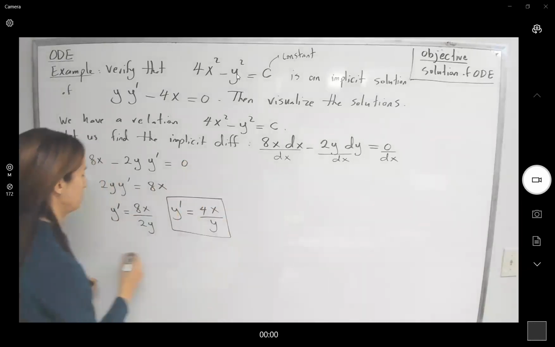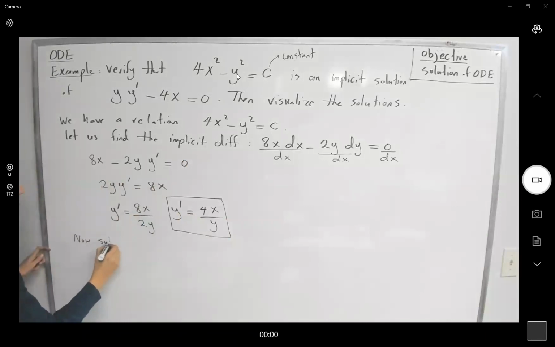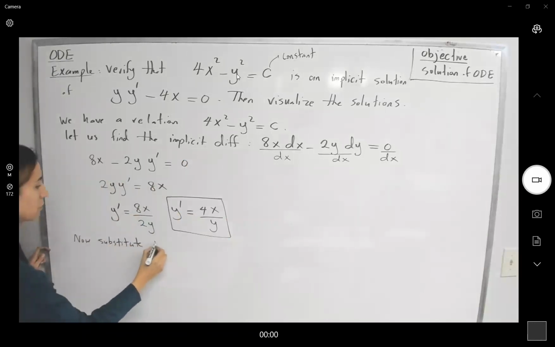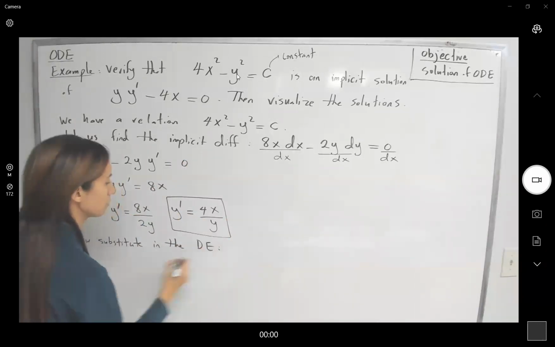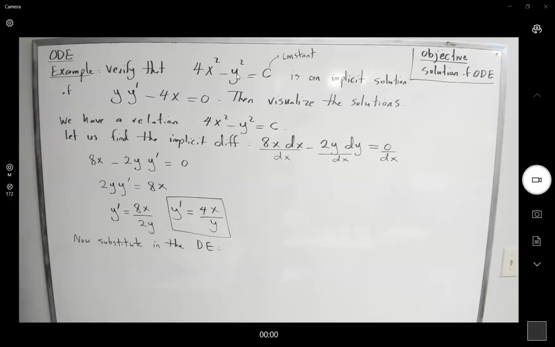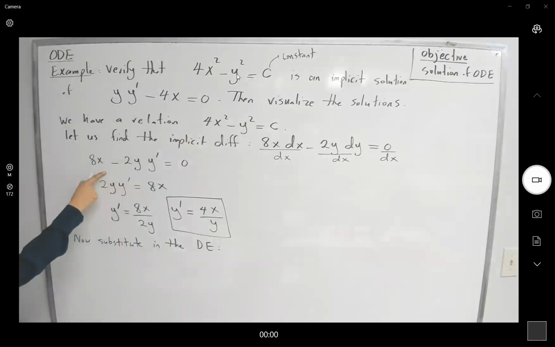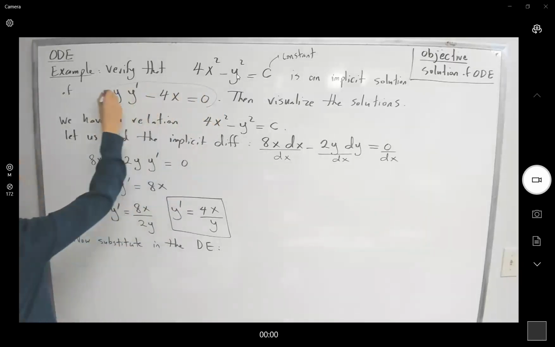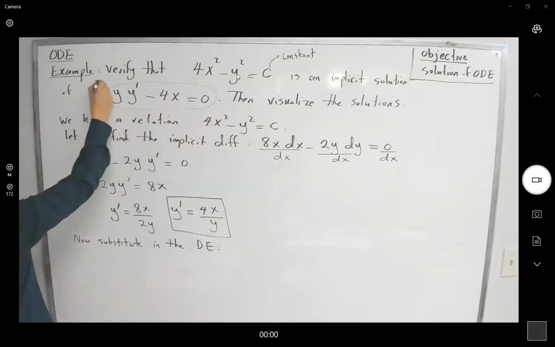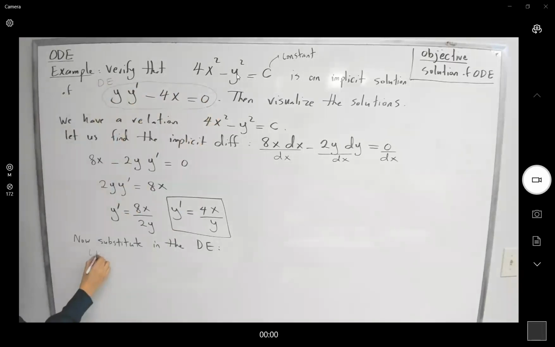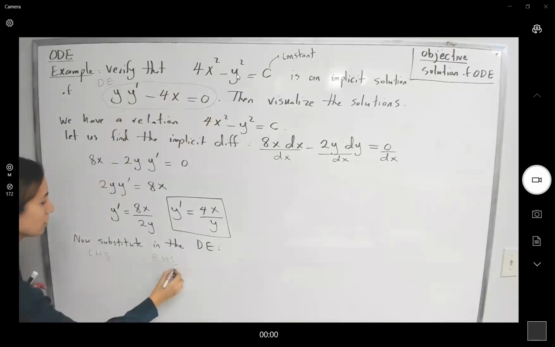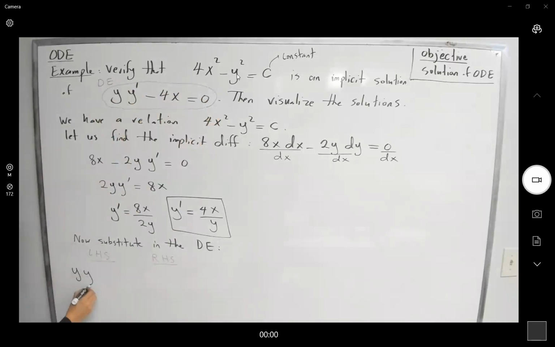Now, substitute in the differential equation, left-hand side, right-hand side. Your left-hand side of the differential equation is given to us as y y prime minus 4x. So this is the left-hand side and right-hand side. For the left-hand side, I have y times y prime, minus 4x. On the right-hand side, I have 0. Are they equal to each other?